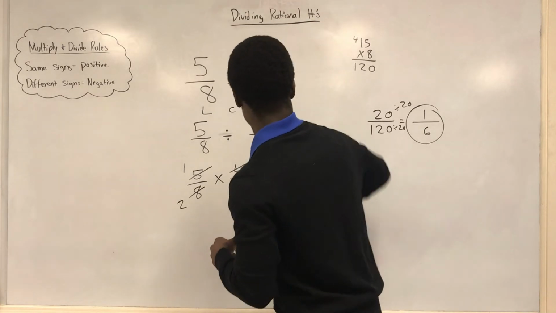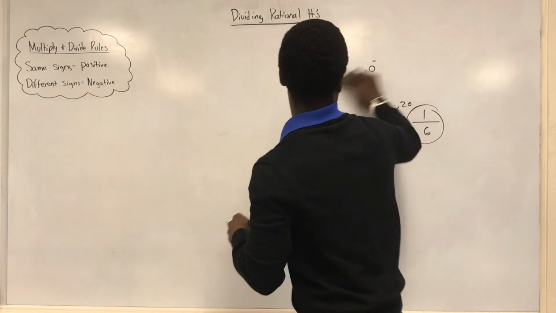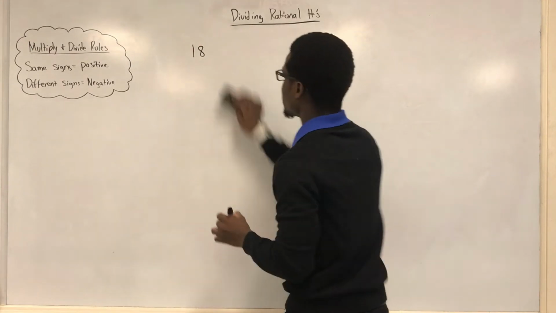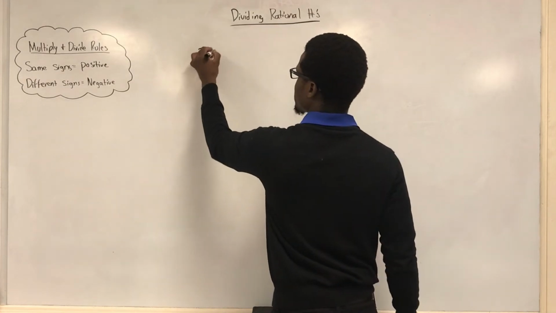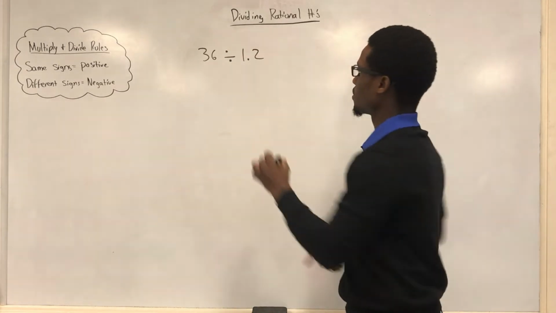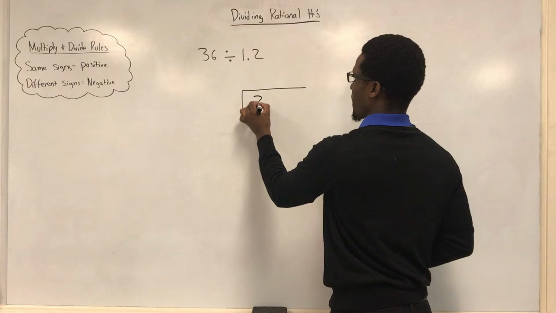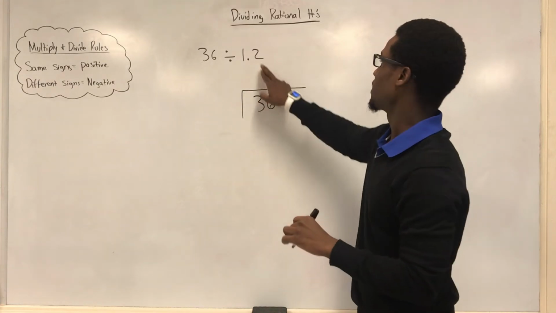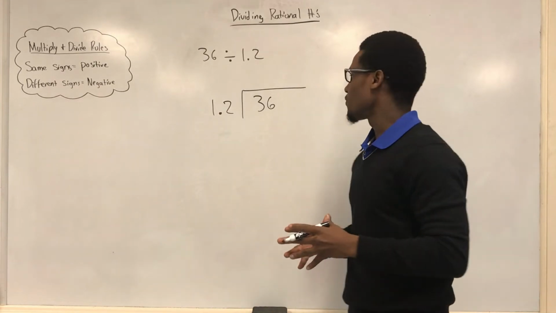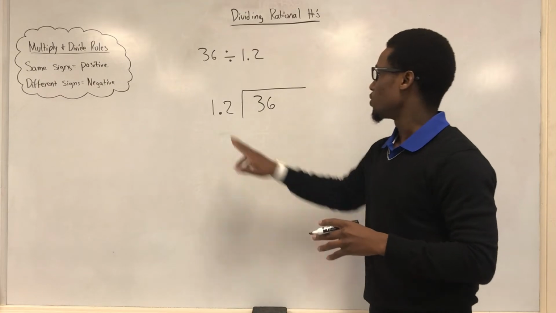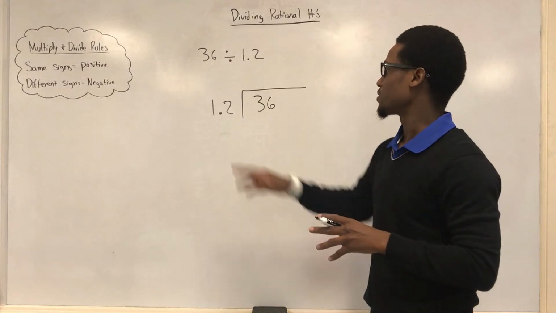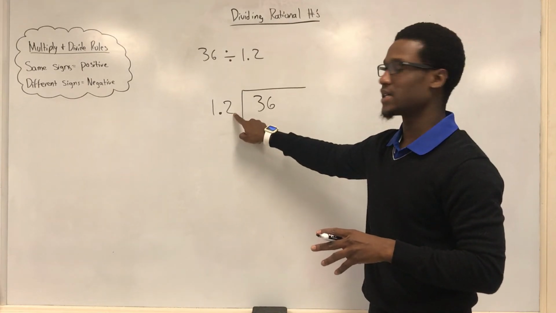Okay? Now, let's go ahead and talk about division of decimals. Let's say I have 36, and I divide 36 by 1.2. Now, the first number always goes on the inside. Okay, this is my dividend, and this over here is my divisor, what I'm dividing by. The rule for division of decimals, the divisor cannot be a decimal. You have to turn that into a whole number. And to turn this into a whole number, we have to move the decimal place once.